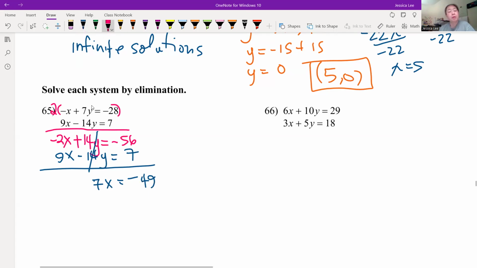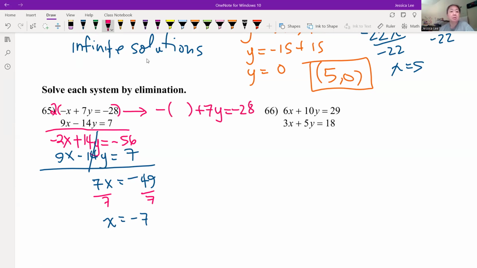Right? And from here, we're just going to divide by 7. It's just a one-step equation. X is equal to -7. Again, we're not done because remember, we got to plug it back in. This one, we got to do a little more work. Looks like the top would be a little bit easier, fewer numbers. So I'm just going to plug that in. So I'm going to be like negative whatever x is plus 7y is equal to -28. And we know x is equal to -7, just like that.